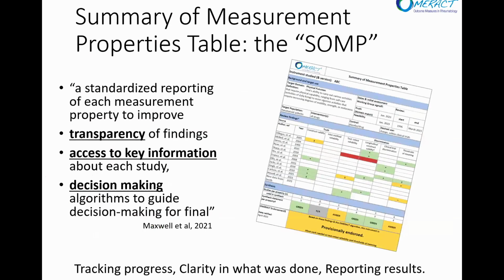So that's how you end up building your summary of measurement properties table, so that we get that standardized reporting of each of the measurement properties and all the evidence we're considering, that we're providing transparency in our findings, access to the key information, and clarity around the decision-making algorithms that went into the final decision-making for your final recommendation. So it is a tracking process. It's clarity of what's being done, a reporting of the results.